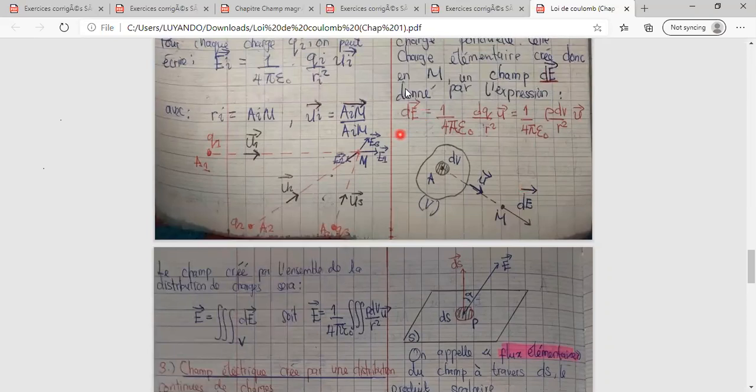If we integrate this, this is a constant. We cannot integrate a constant, we all know. So the constant will come on the other side of the integration symbol, and then we'll have dq over r squared, which is what we have here.